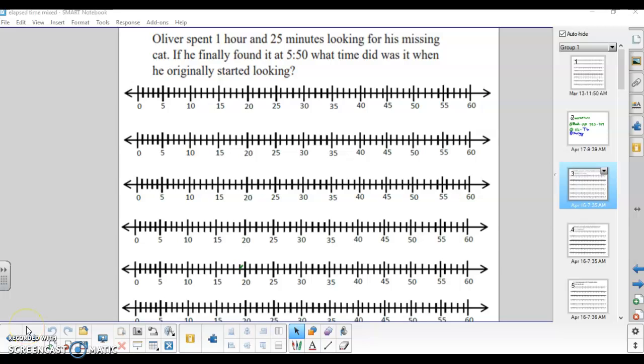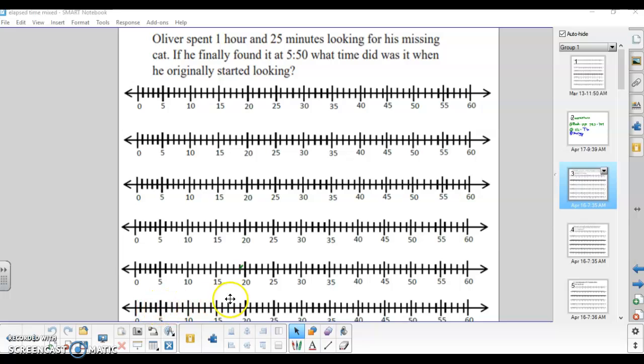Hello, third graders. So you have learned how to find the end time when the start time is given. You have learned how to find the start time when the end time is given. You have learned to find out how many hours and minutes have passed when you are given a start time and an end time. So today we're going to take all of those concepts and mix them together. And so we're going to have to read the problems carefully and determine what the problem is asking us to do. You will need your number line and a dry erase marker for this lesson.